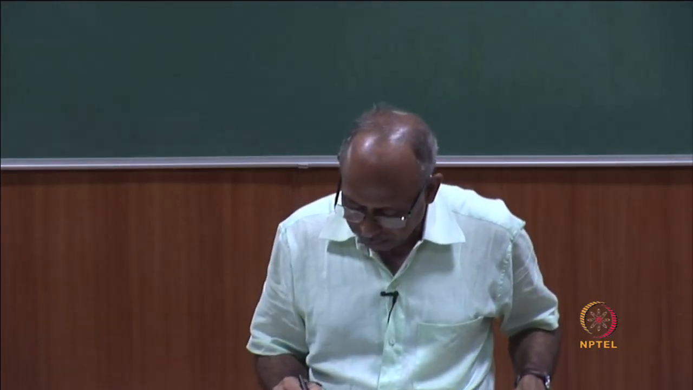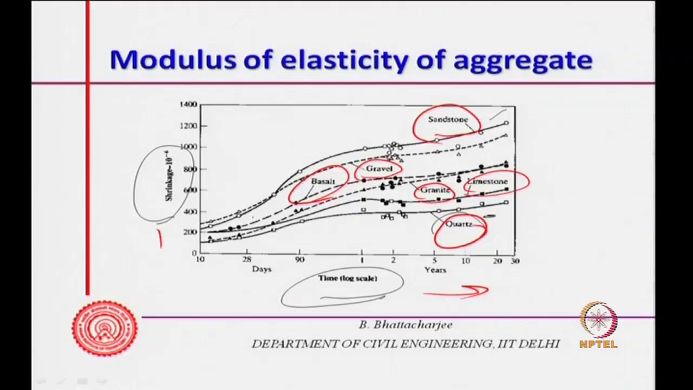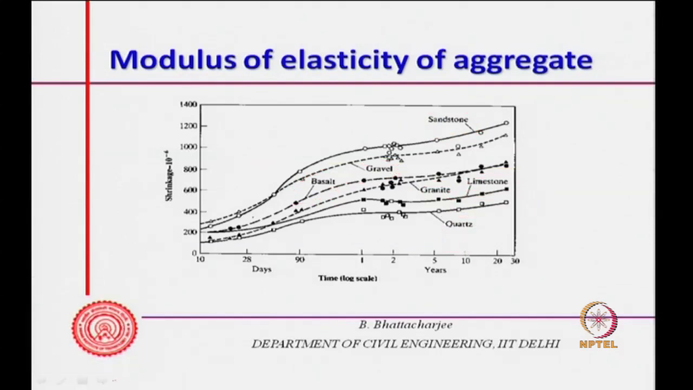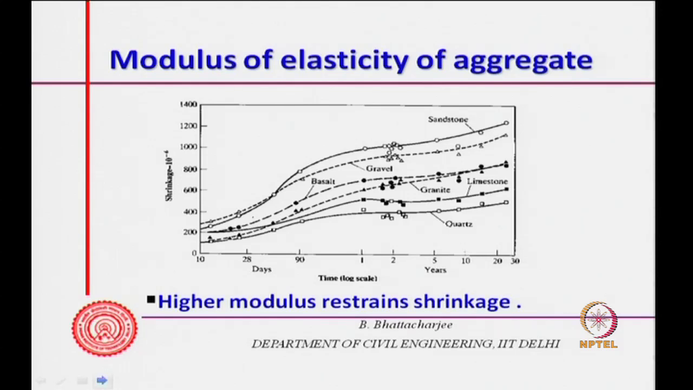So, time in log scale along this direction, shrinkage along this direction, and different types of stones, with all other things remaining the same, show different shrinkage at different ages. The stiffer one obviously will show less shrinkage in the concrete. So, higher modulus restrains shrinkage, that is what we are saying.